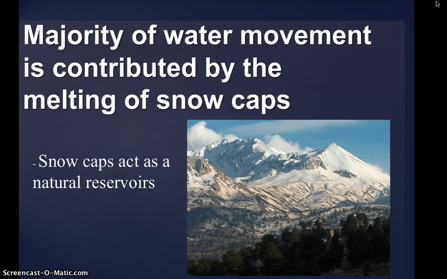Okay, the majority of the water movement and the flow of streams and rivers comes from the melting of snow caps. Snow caps on the top of mountains actually act as a storage place for water. So they're natural reservoirs, which is another word for storage, and they are stored at the top of the mountains until they melt, and then they go into our different lakes and streams.